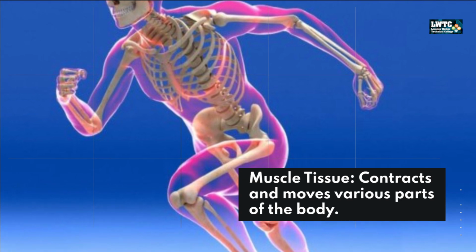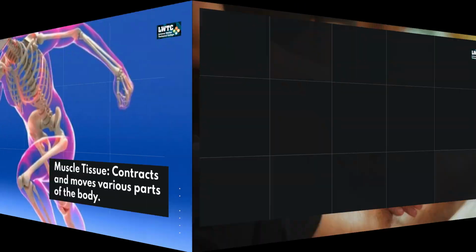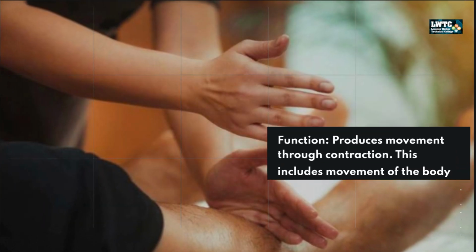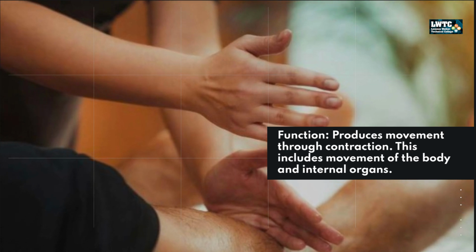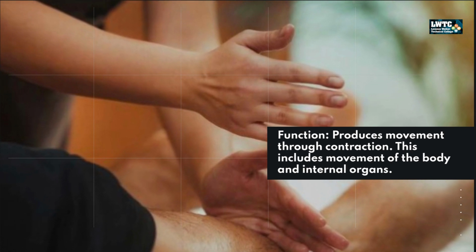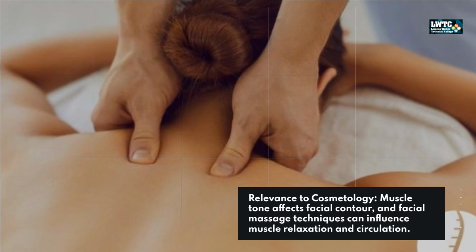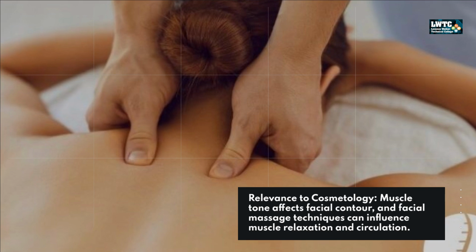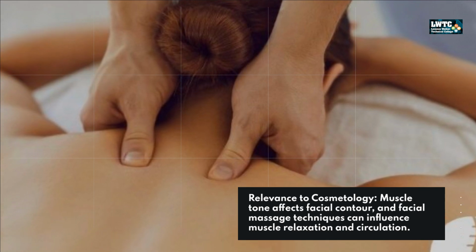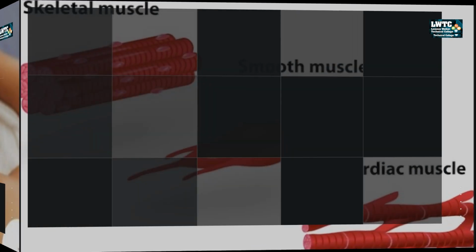Muscle tissue. Contracts and moves various parts of the body. Function: produces movement through contraction. This includes movement of the body and internal organs. Relevance to cosmetology. Muscle tone affects facial contour, and facial massage techniques can influence muscle relaxation and circulation. Various types of muscle tissue.